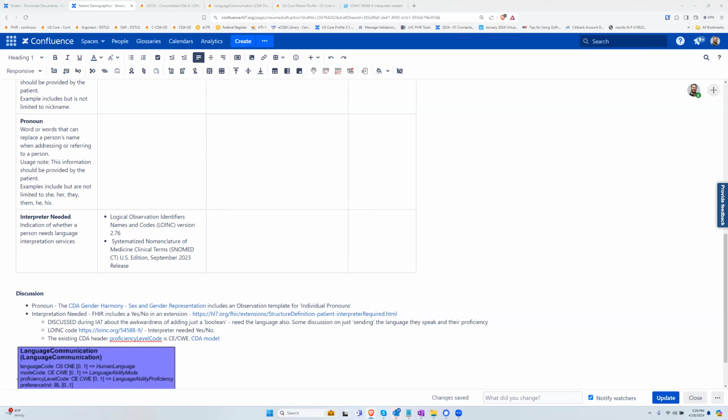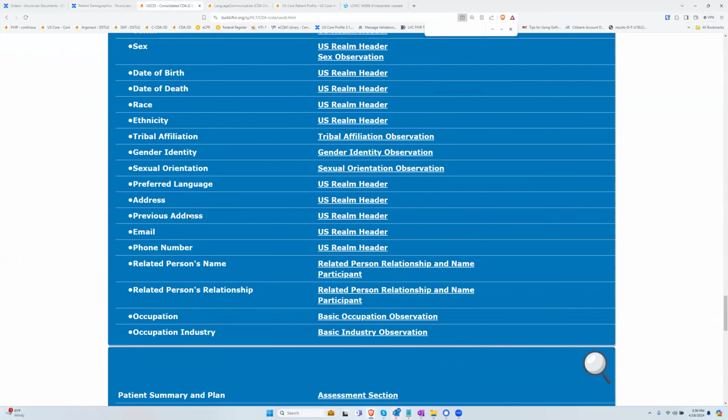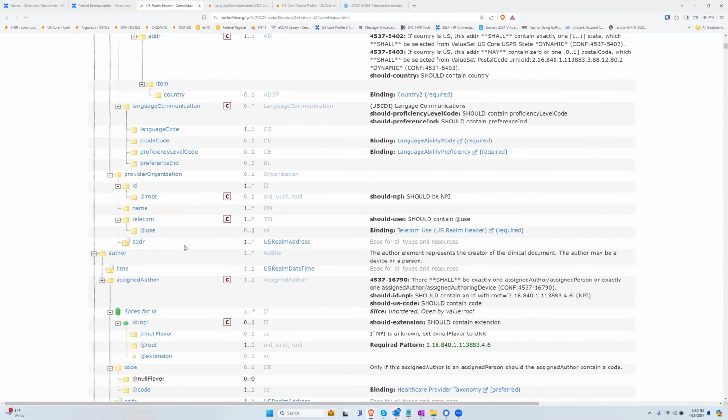But we already have preferred language as a USCDI element. And now this is the, so my preferred language is Spanish, but I don't need an interpreter because I can handle English. And so this one is my preferred language is Spanish and I can't speak English at all. So you're going to have to provide an interpreter.